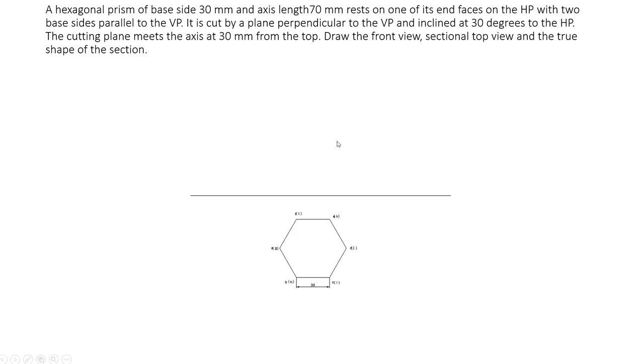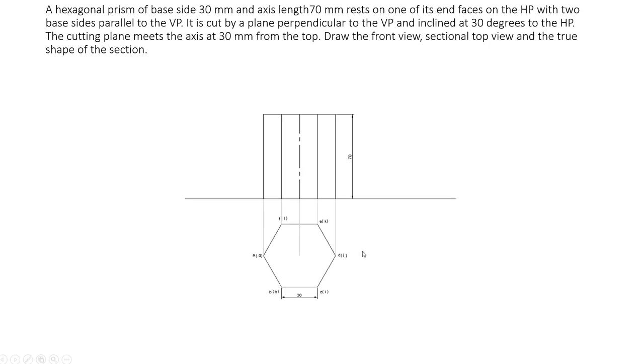Now since it's a hexagonal prism, draw the reference line and draw a hexagon like this with one base edge parallel like this. For a hexagon, the included angle is 120 degrees. You can complete that hexagon having edge length 30 mm. Name that hexagon as A, B, C, D, E, F. These are the points on the top face, and G, H, I, J, K, L on the base points. So base points will be inside brackets.